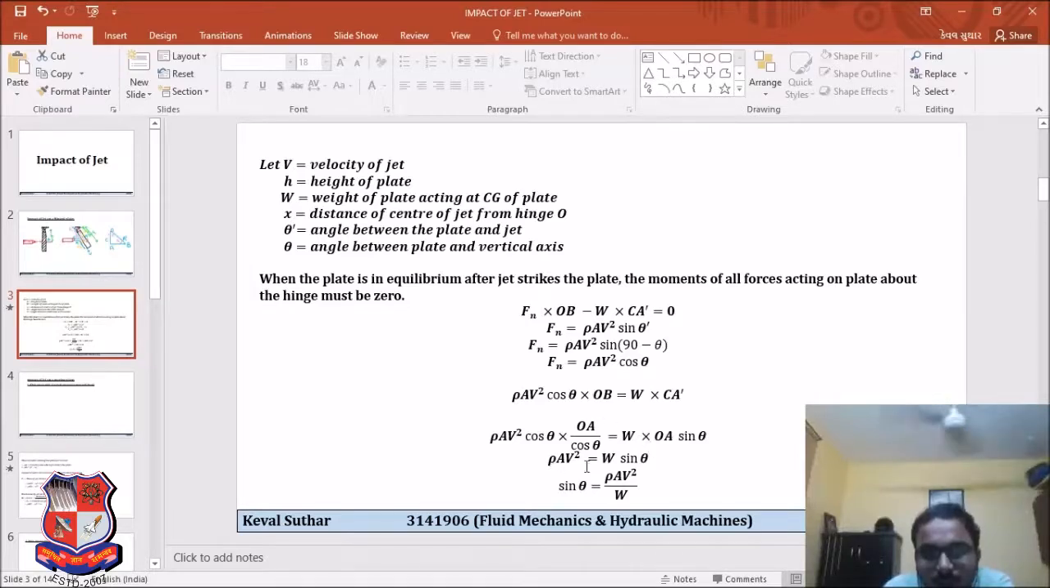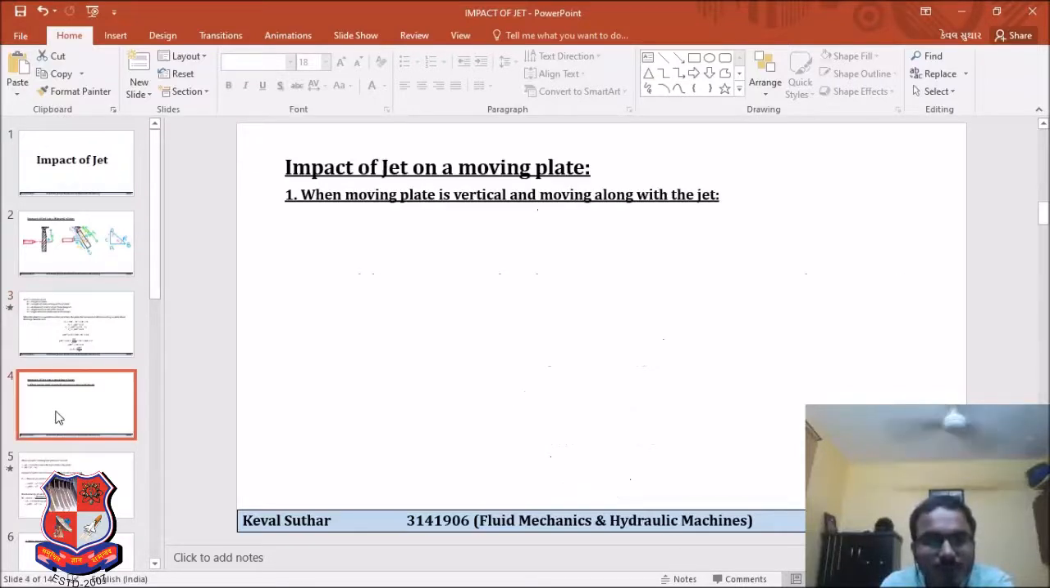So we are left with rho a v square w sin theta. So sine theta will be rho a v square divided by w. That is the final answer of theta, obtaining the value of theta. So this is the end of this theory. Now we will move forward to our new theory, which is impact of jet on a moving plate.